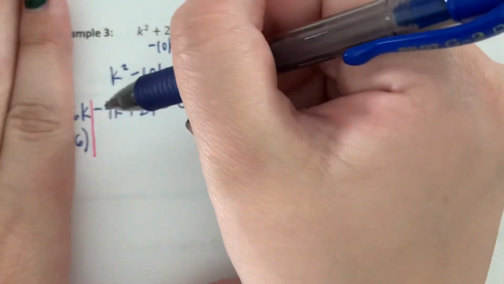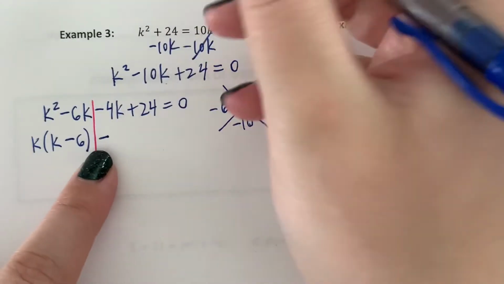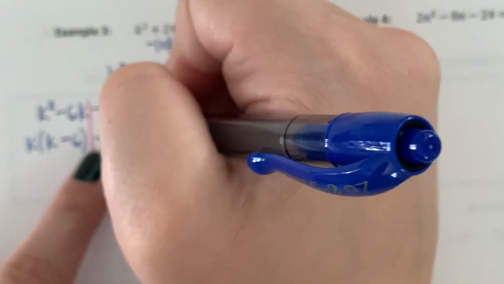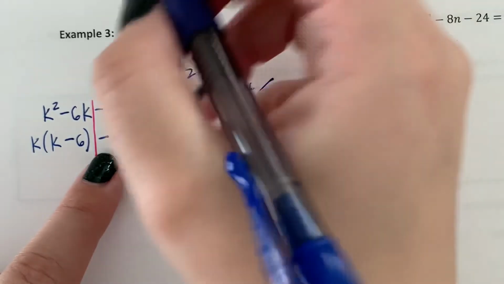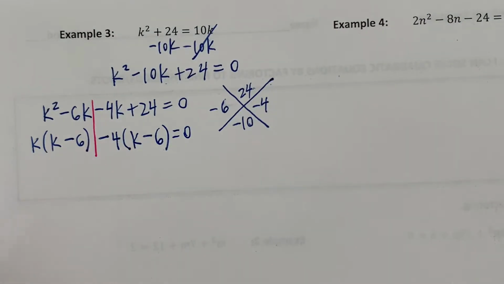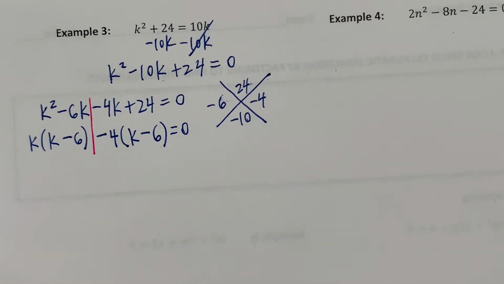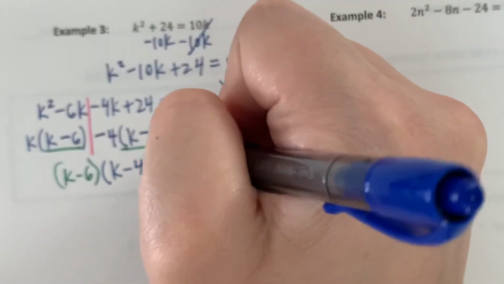In my second half, right away I notice my third term is negative, so no matter what, when third term is negative, you have to pull out that negative. Here my GCF would be negative 4. Negative 4 times k gives me negative 4k. Negative 4 times negative 6 gives me negative 24. It's still equal to 0. I can see I have a common polynomial factor, k minus 6. My leftovers would be the other factor, so k minus 4.